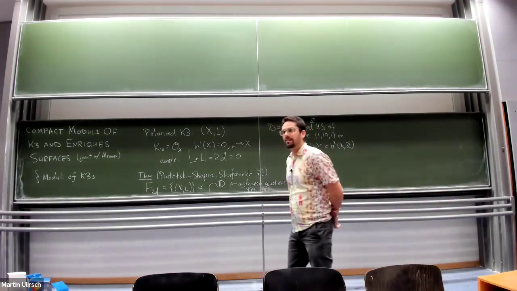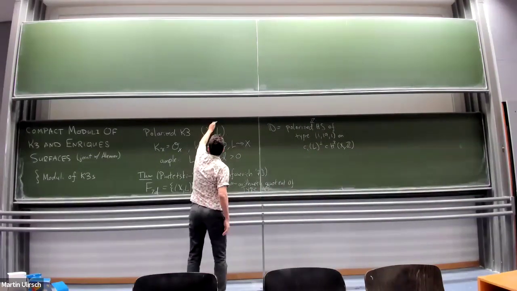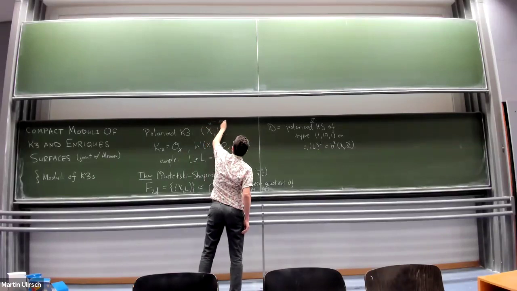All right. Don't you want to say quasi-polarized? Yeah. So my K3 surface X, I'll allow to have ADE singularities. No, I don't get this.